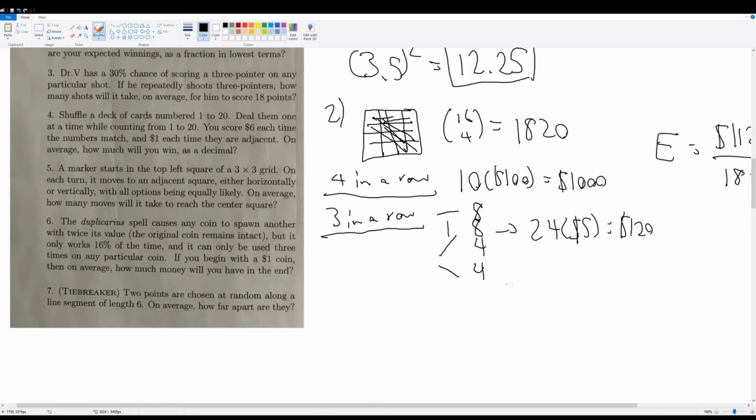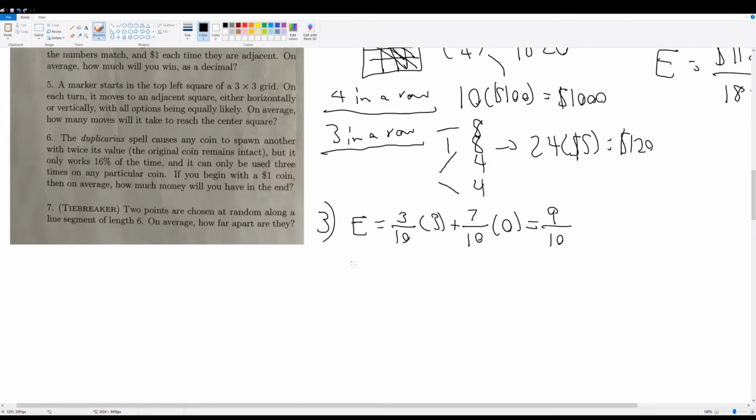Now number 3. Dr. V has a 30% chance of scoring a 3-pointer on any particular shot. If he repeatedly shoots 3-pointers, how many shots will it take on average for him to score 18 points? So we can just find the expected number of points he'd get on one shot. So he has a 3/10 chance of making a 3-pointer, and let's just assume the other 7/10 he's just going to miss. So that comes to about 9/10 of a point per shot.